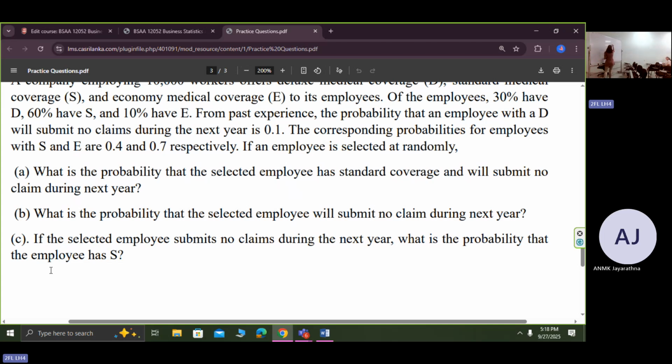Submit no claim during the next year, how many chances? 3 chances are there. But the question asks, what is the probability that particular employee has standard medical coverage? Here you need to find out the revised probability. Why? First we identify that particular employee will submit no claim during the next year.